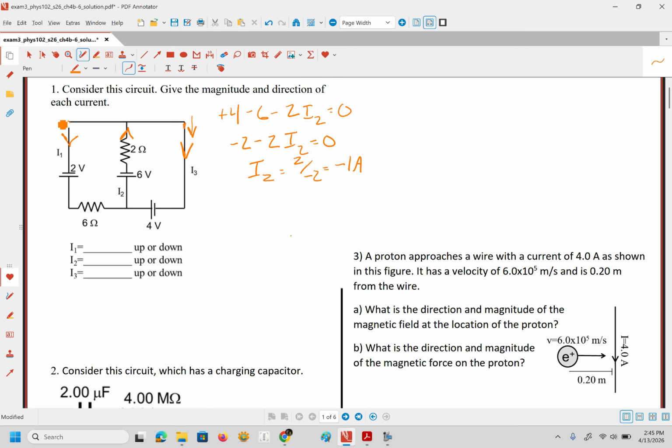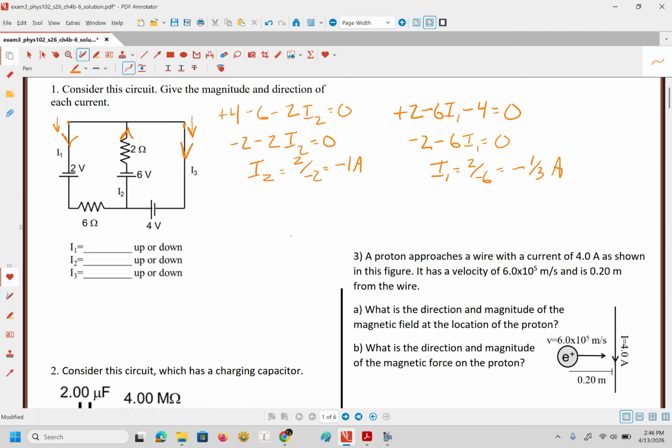I'll start here and I'll go in that direction. That's plus 2 minus 6I1 minus 4 equals 0. So let's see, that's negative 2 minus 6I1 equals 0. I1 equals 2 divided by negative 6, or negative 1/3 amp.